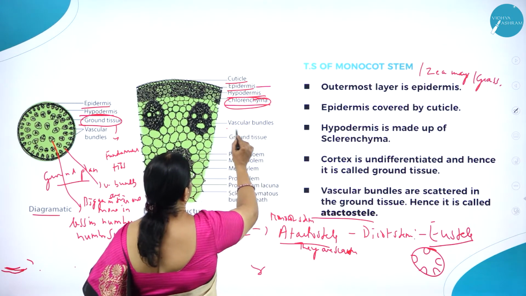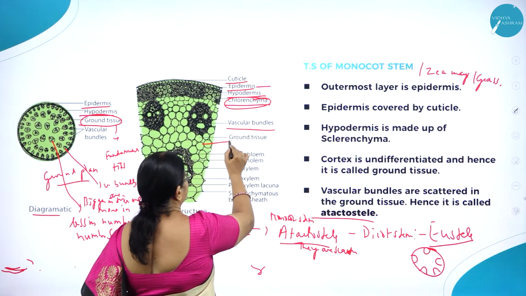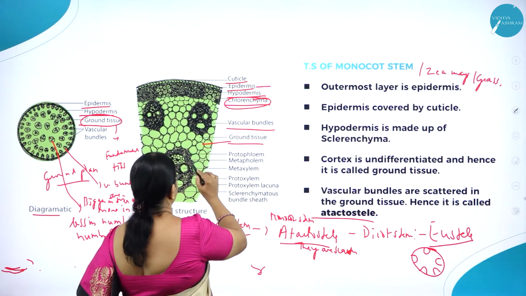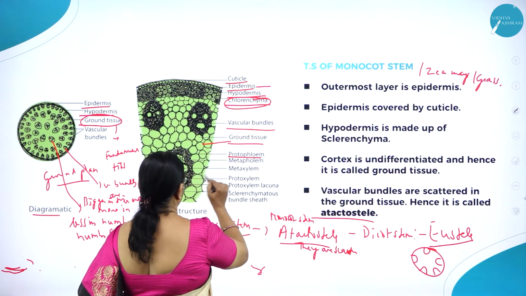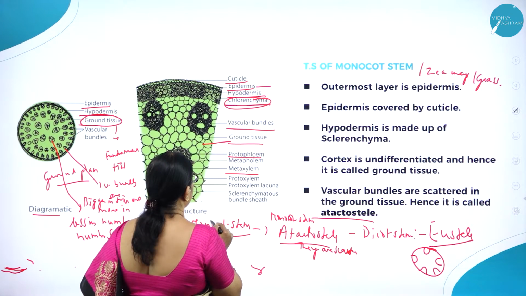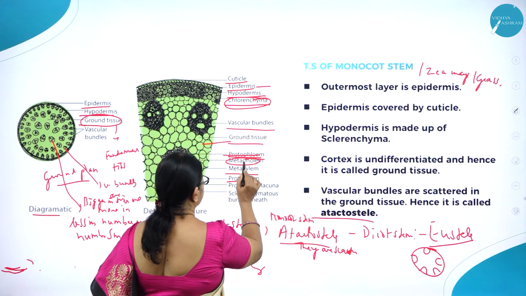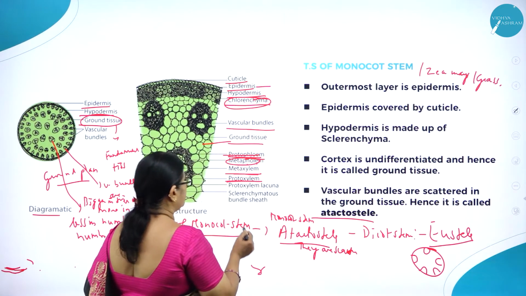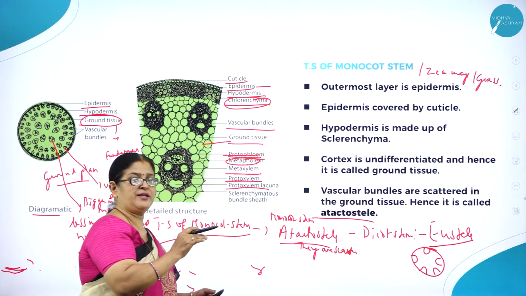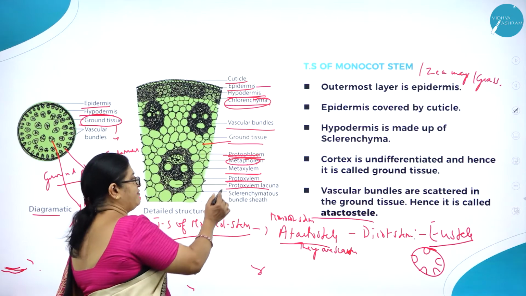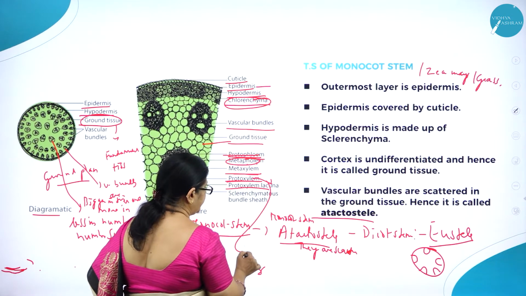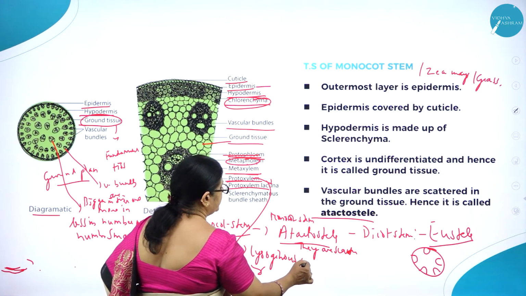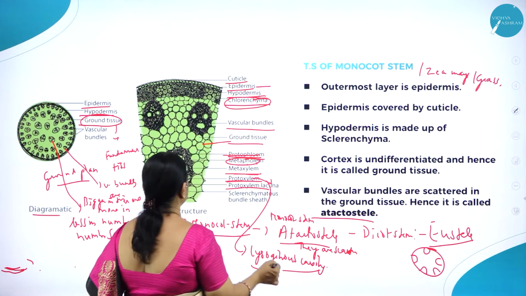Then next comes the vascular bundles. Here you can see this is the ground tissue. The vascular bundles are just scattered in the ground tissue. And here you can see the protophloem and the metaphloem. This is protophloem, this is metaphloem, this is metaxylem, protoxylem, and protoxylem lacuna. Here the protoxylem is crushed to form a cavity, called a lysigenous cavity.